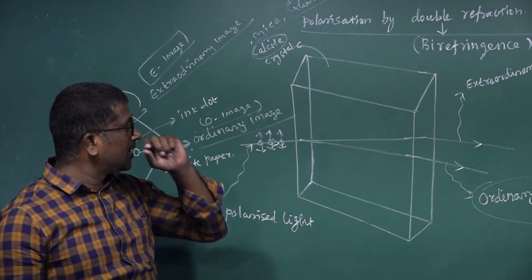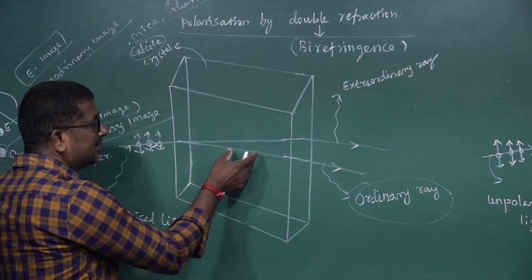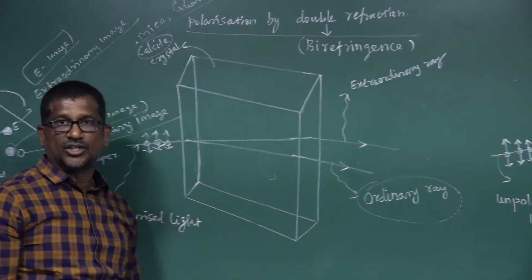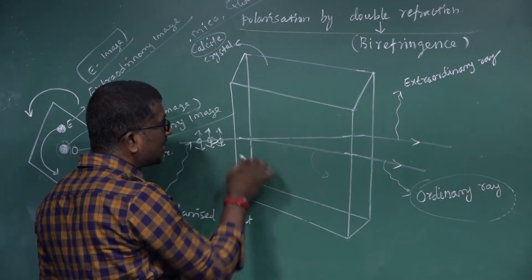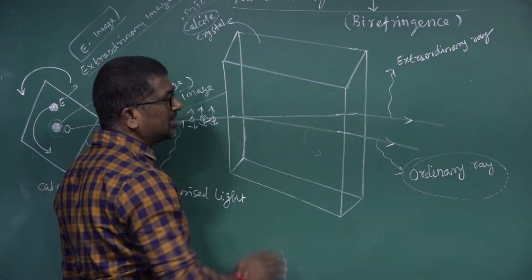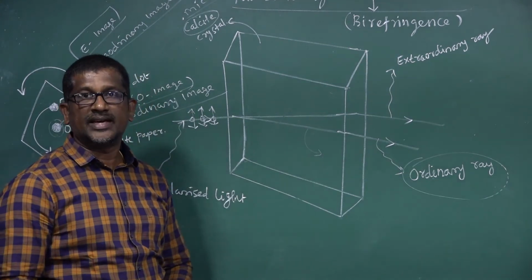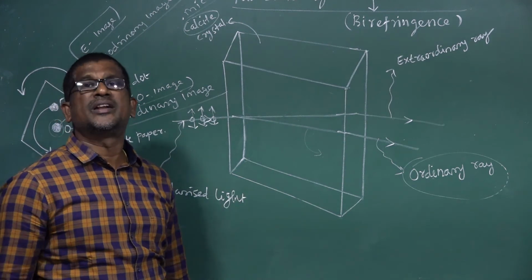Right? Okay, here inside the calcite crystal, the ordinary ray travels with the same velocity in all directions. If the ordinary ray travels in this direction, or in this direction, or in all possible directions, the ordinary ray travels with the same velocity. Ordinary ray travels with the same velocity in all directions inside the double refracting crystal.